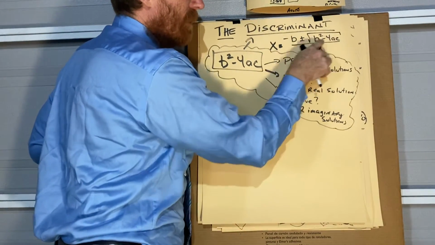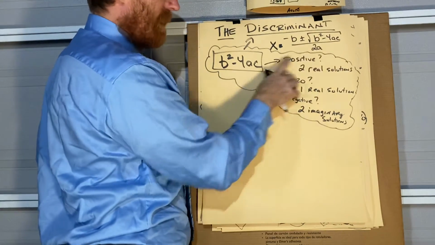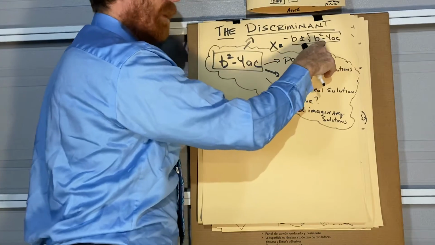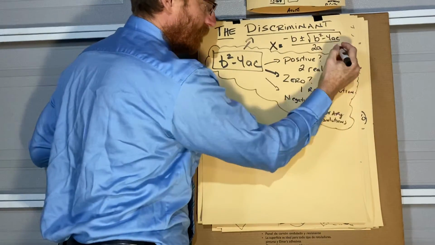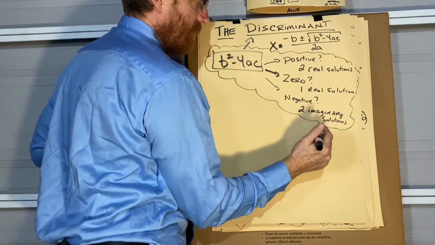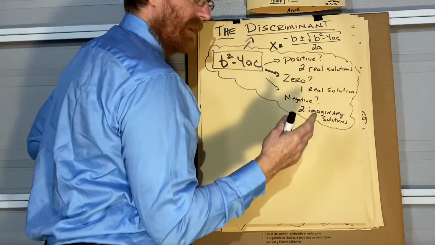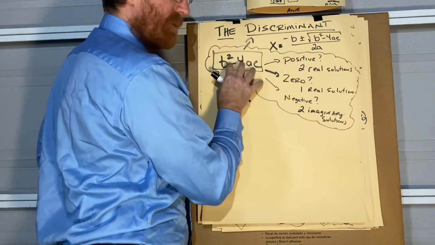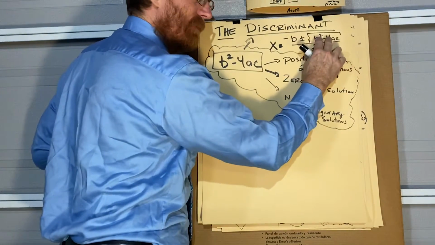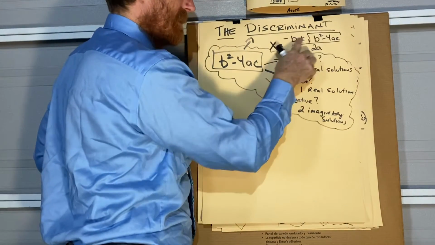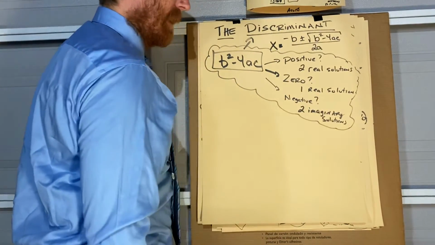If this part under here ends up being negative, that b squared minus 4ac is like negative 9, we remember that the square root of a negative value, we have to use an i, that imaginary number, when it comes out. It's talking about the square root of negative 1. So when you get a negative value for the discriminant, that means you're taking the square root of a negative number and you end up with imaginary solutions. Plus the imaginary and minus the imaginary, so two imaginary solutions.